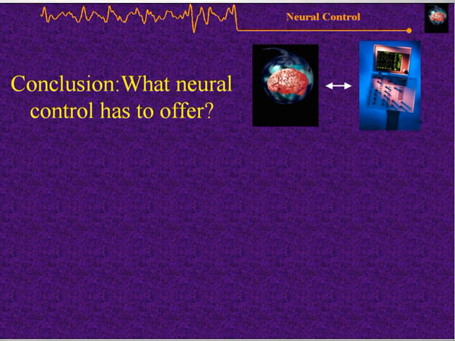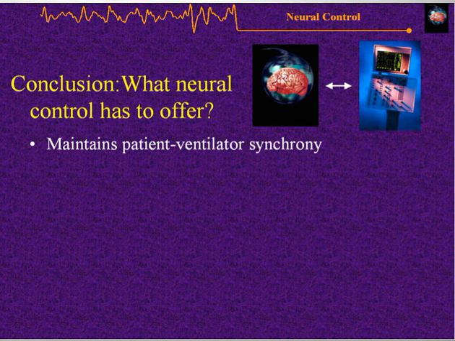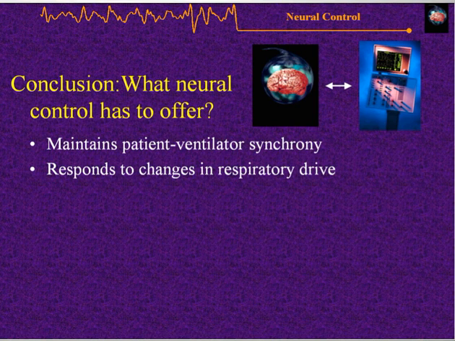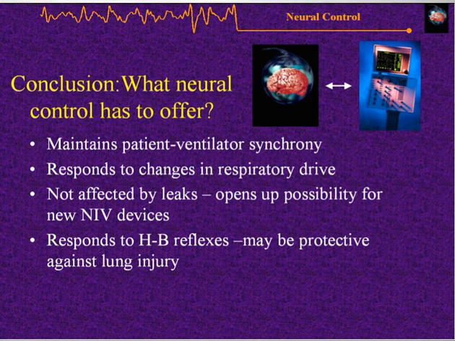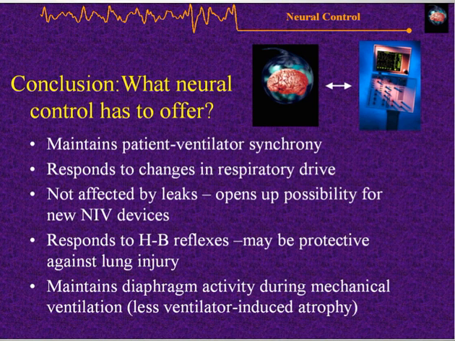So I'm going to conclude by asking a question. What does neuro-control have to offer? Well, it maintains patient-ventilator synchrony. It responds to changes in respiratory drive. It's not affected by leaks, which opens up a possibility for new non-invasive devices. It responds to the control of breathing reflexes, which may be protective against lung injury. And due to the inherent nature of the technology, it maintains diaphragm activity during mechanical ventilation, and therefore we can expect to have less ventilator-induced atrophy. But of course, all this needs to be evaluated in the clinical setting.